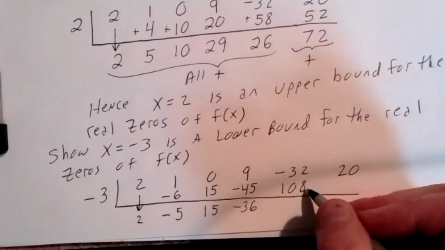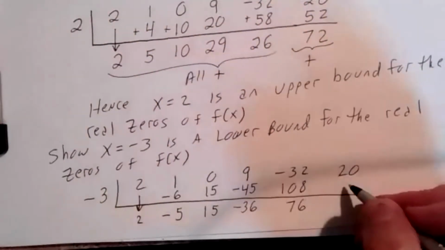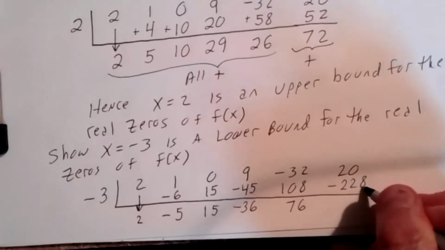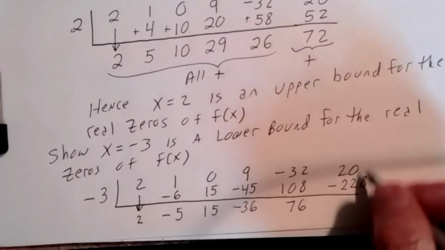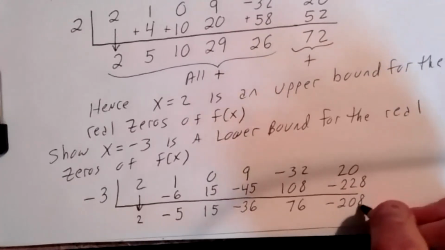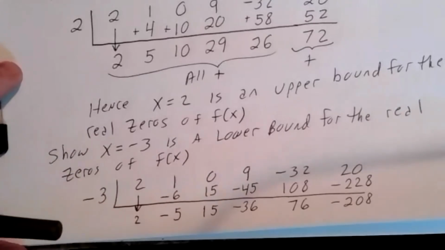We get, what is that, 76, is that correct? I believe that's 76. -3 times 76 is going to give us -228, is that correct? Is that right? I think so. Now add these together and we get negative what? -208. All right, ladies and gentlemen, now it says if -3 is to be a lower bound, what must be true?